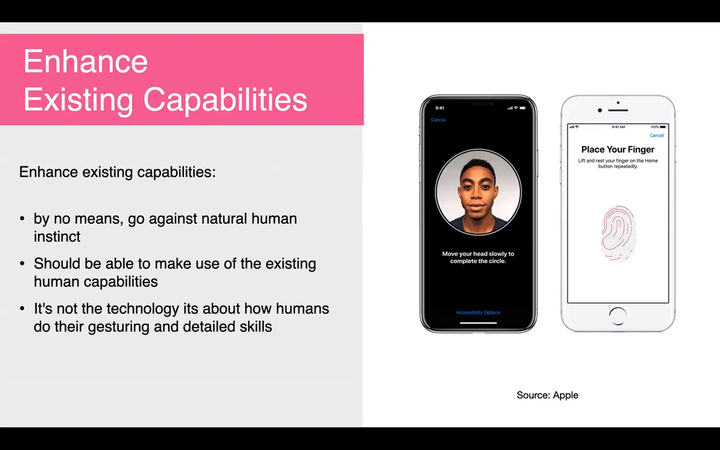Okay, so one of the attributes of NUI is that it enhances existing capabilities. For example, it finds something that we've already used and enhances that capability. For example, with the iPhone, you need to touch the screen in order to get information. But what if the fingertips were on your finger, right?